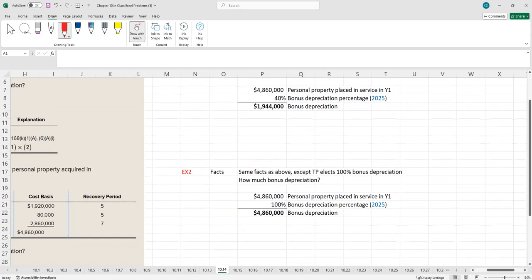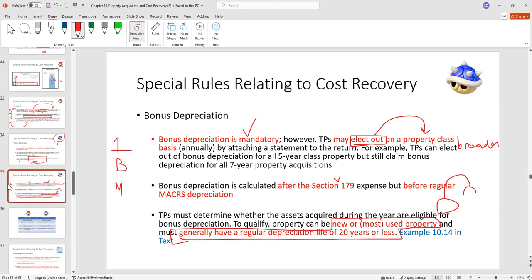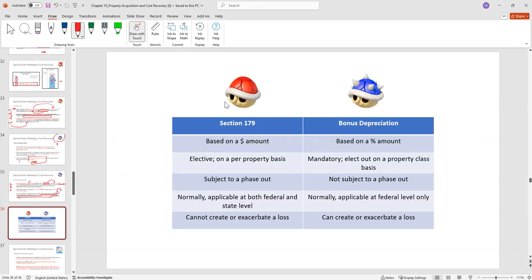Right, so look at this, right? We have a business that puts 4.8 in service during the year. Hey, we just immediately expense it under bonus depreciation. That's great. So this is kind of comparing the two. And in real life, right, a lot of times you don't even get to that MACRS, right? Because you're immediately going to 179 it or bonus it.